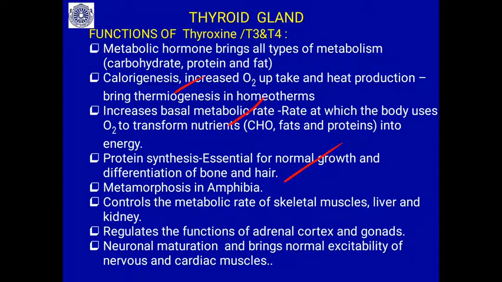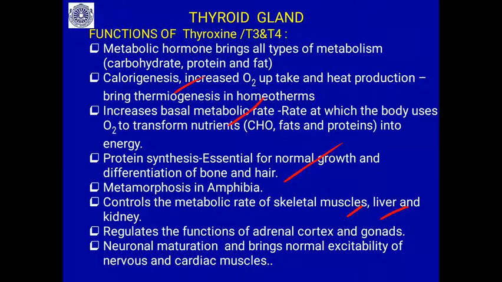Thyroxine controls the metabolic rate of skeletal muscles, liver and kidney. That's why it is a metabolic hormone. These organs, the muscles, liver and kidney, are active, having active cells where a lot of energy is required, so you can see the metabolic rate is high in these cells, in these organs.